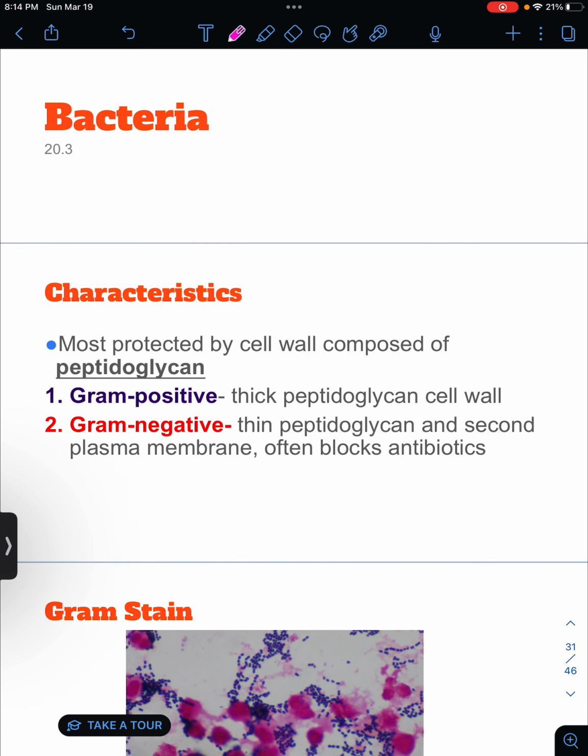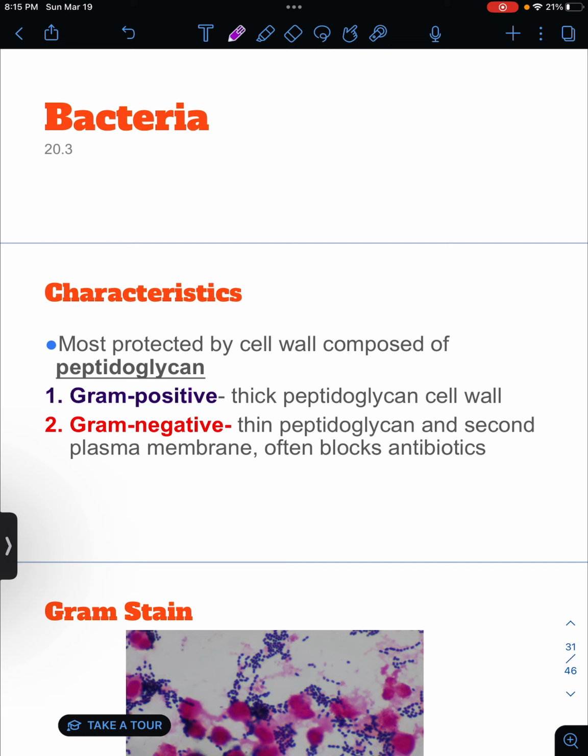So the characteristics of bacteria. Most are protected by a cell wall composed of peptidoglycan. If you go into biology like I did, in microbiology, I had to stain cells. The picture that you see on the bottom is what I had to do in my lab. It was pretty cool. What we did was stain a portion of the cell wall. If it stained, it had peptidoglycan. If it didn't, it was the other one.